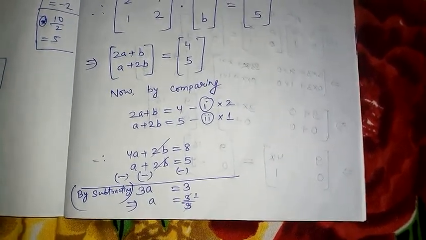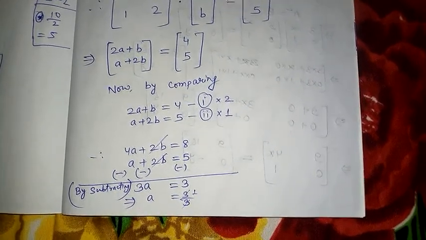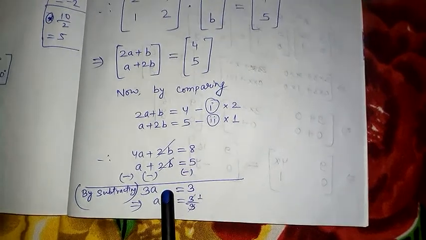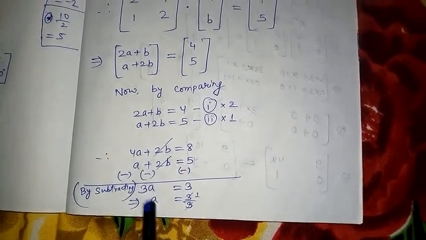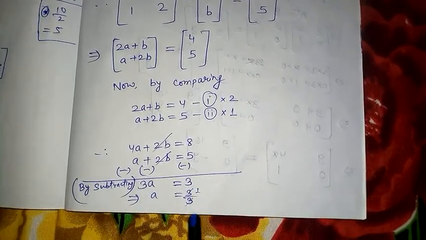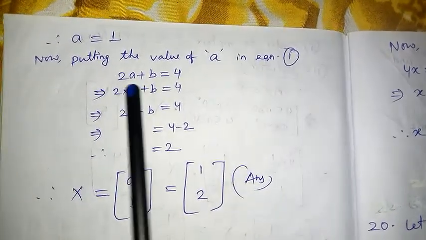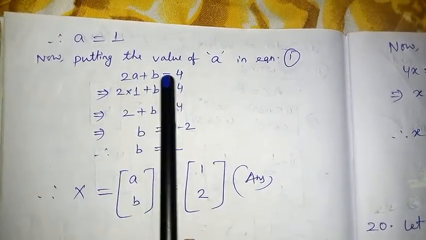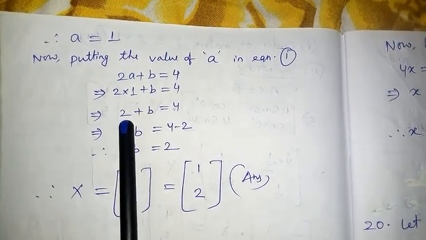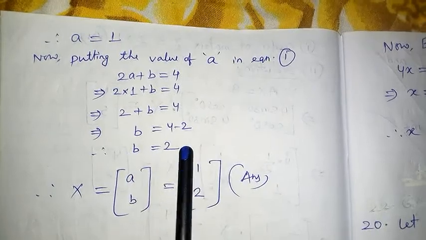Now this got cancelled. This is all about class 9, and in the previous video also I did a few questions in factorization regarding the elimination method. 4A minus A, 3A, equal to 8 minus 5, 3. A equal to 3 by 3. Therefore A equal to 1. Putting the value of A in equation 1: 2A plus B equal to 4. Now put the value of A as 1. 2 1s are 2. 2 comes this side. 4 minus 2, B is 2.